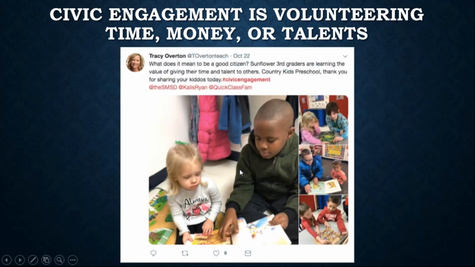I saw some more examples through Twitter, and in this one, we have an example of kids volunteering their time and talents. And in this case, we have 3rd graders reading to pre-K students.